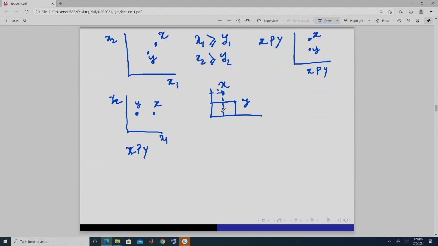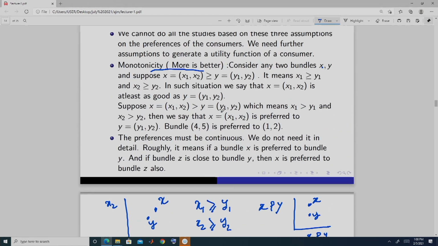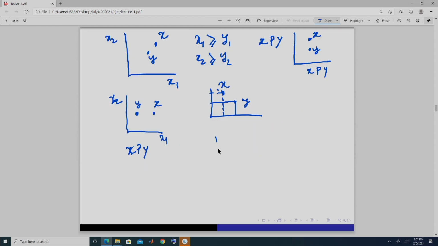And the next assumption is something called a continuity assumption. Preferences must be continuous. So what does it mean? It is something like this. We will not do this in detail, okay? Suppose this is y and this is x.